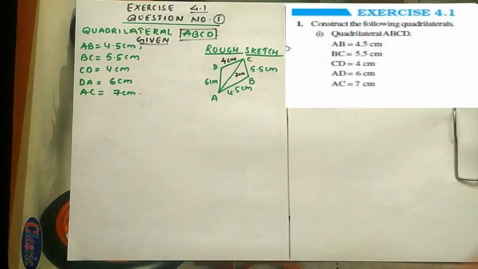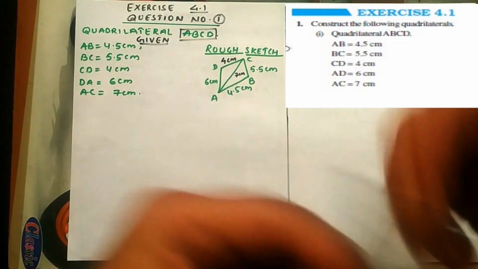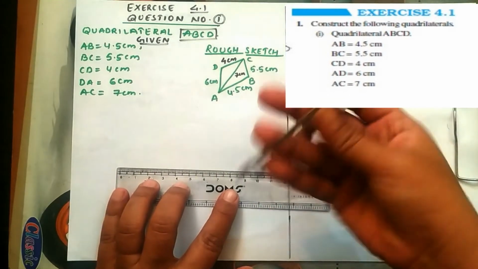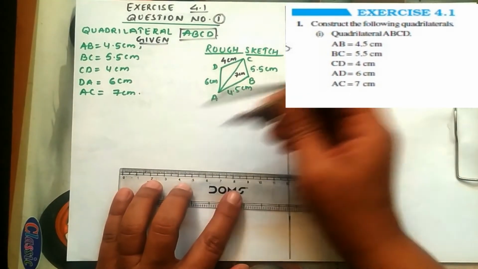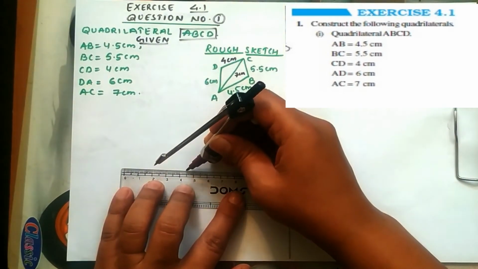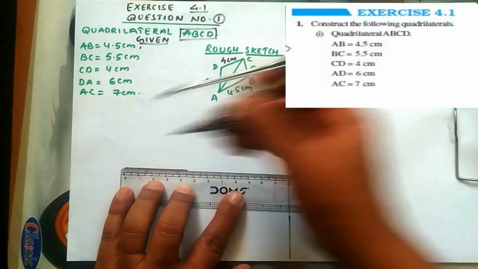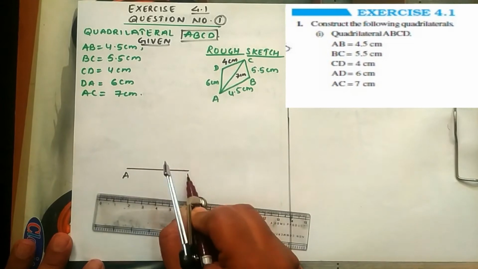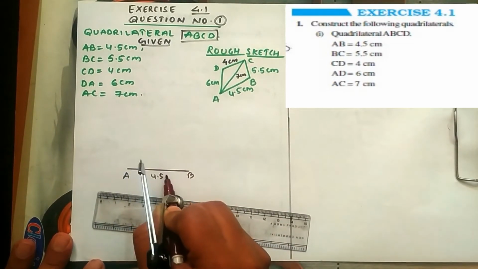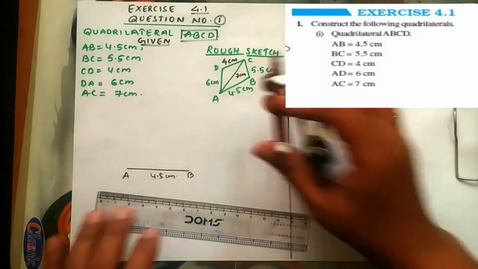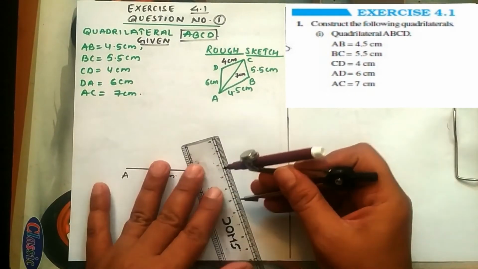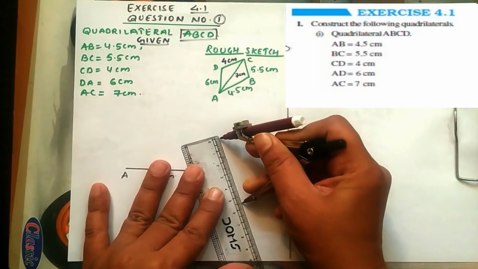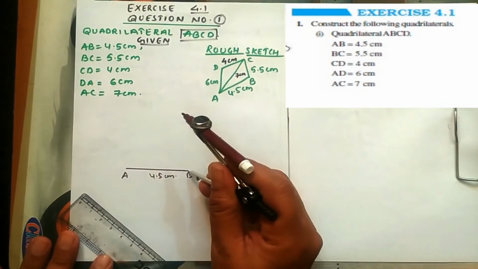Now I am going to draw the figure. To construct the figure, I need to first fix the baseline, and my baseline will be 4.5 as AB. So with the help of a ruler, I have drawn AB equal to 4.5 centimeter. Then BC is equal to 5.5. Take the measurement of BC with the help of ruler and compass and draw BC.